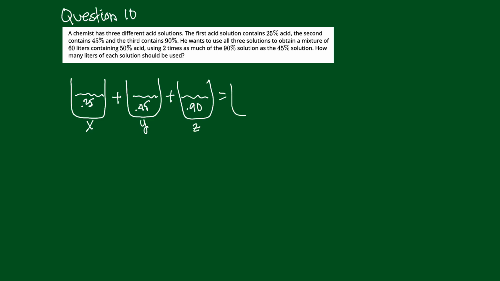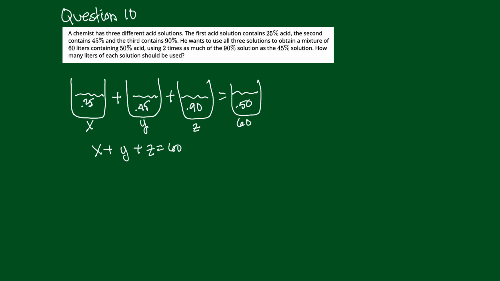We're going to mix these together, and then we're going to get what? He wants to use all 3 solutions to obtain a mixture of 60 liters. All right, so outside here, we want this to be 60 liters, and what strength is it supposed to be? 50%. All right, so I'm going to have this equation here. X plus Y plus Z, that's equal to 60. There's one equation.